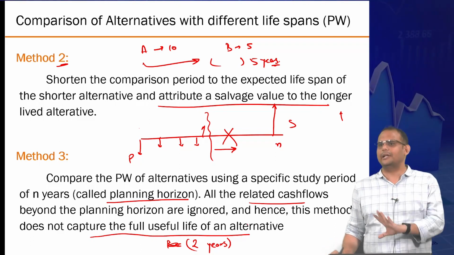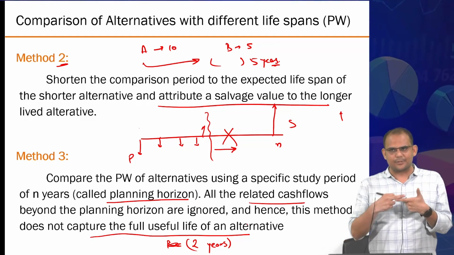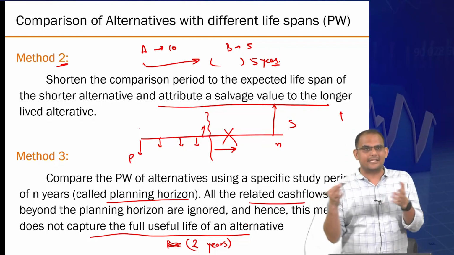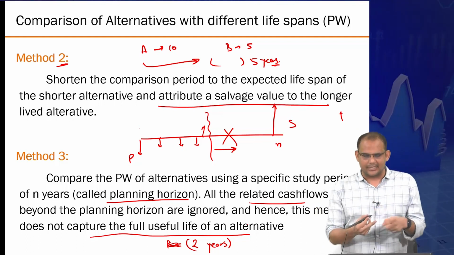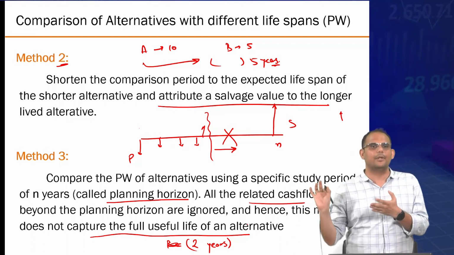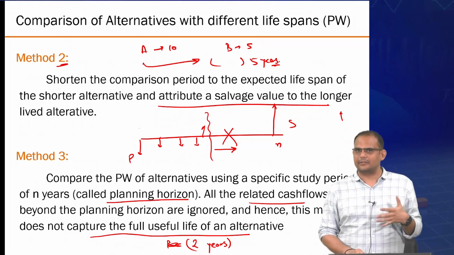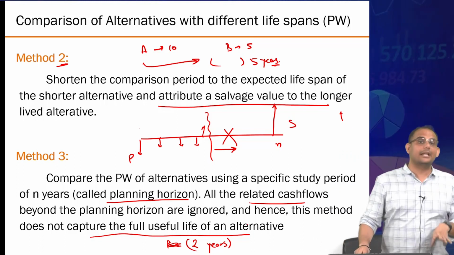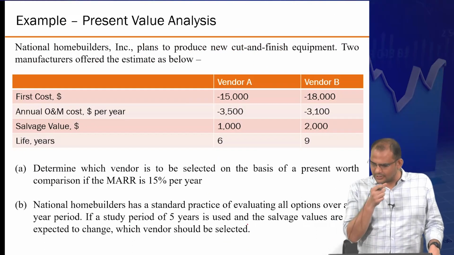So no matter which method you choose, they have some limitation or other. The first method has a limitation that it assumes the repeatability of the cash flow series, and it also assumes that you will require the alternative for the LCM of the two lives. The second method has difficulty in terms of estimating the salvage value. The third does not even consider the long-term effect. It just completely ignores whatever is happening beyond the planning horizon. So every method has limitations. You also have to select the method that suits your needs the best. Okay, let's look at an example.